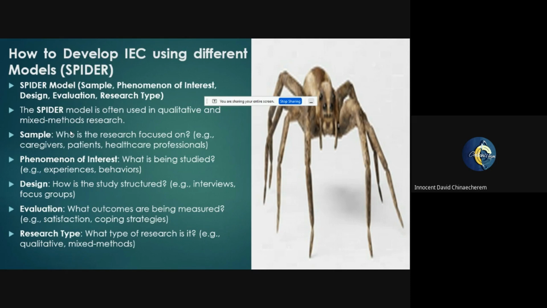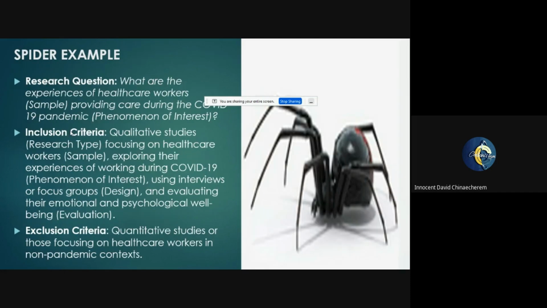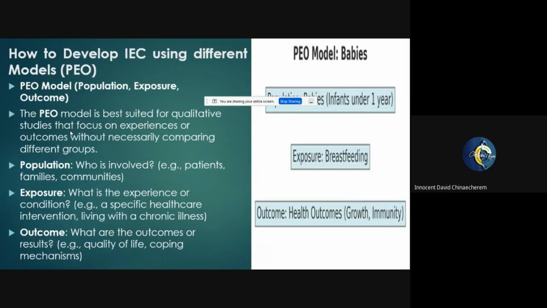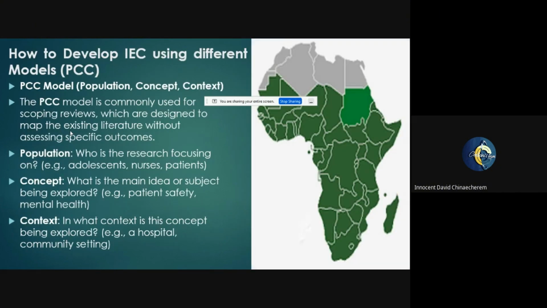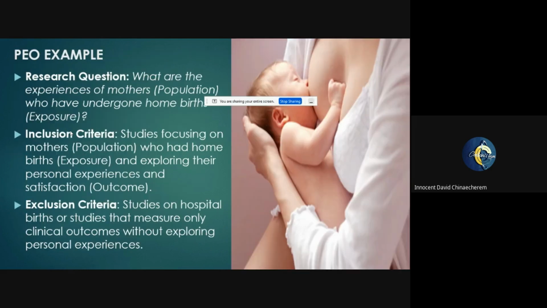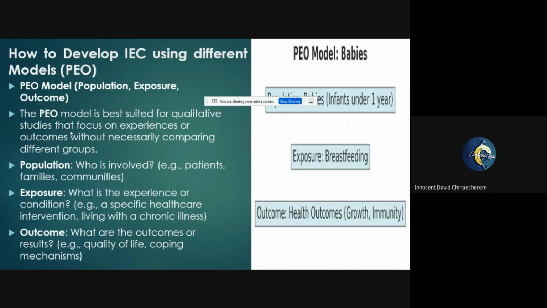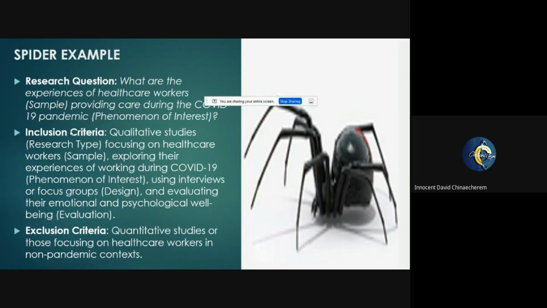And also look at the SPIDER model, the SPIDER framework. We had a look at some other very good examples, as well as the PEO, which means population, exposure and outcome. And we've got some other examples which we also looked at, the PCC and its own example, where we clearly stated that the PCC, in its inclusion and exclusion criteria, is mostly used in scoping reviews. And we had an example for that as well, and for the PEO.